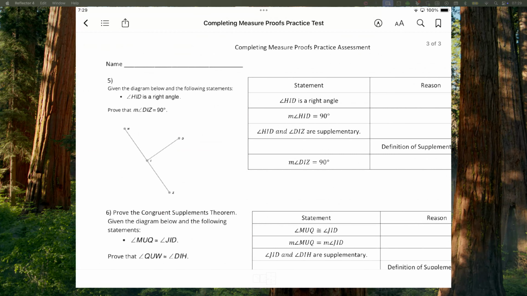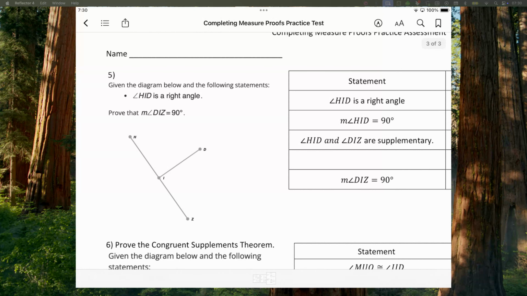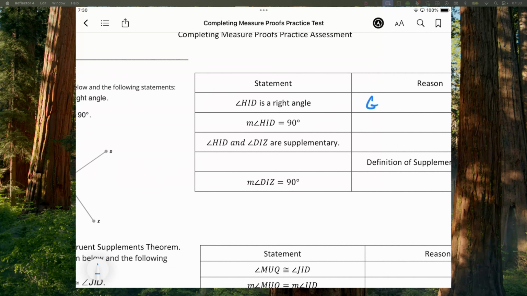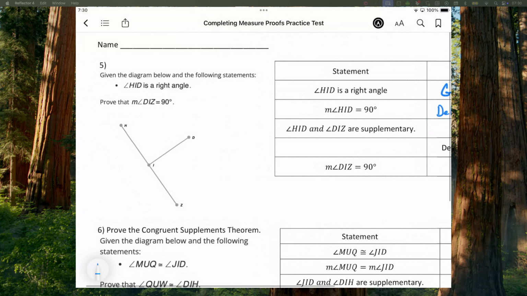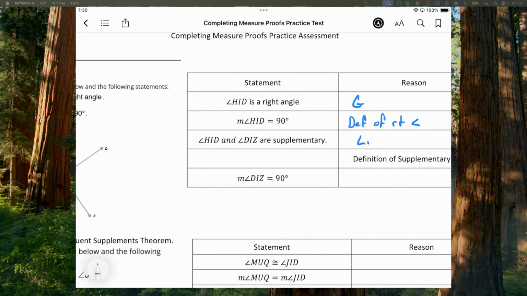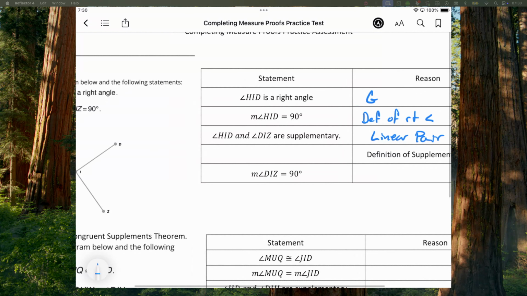That was a little bit complicated. Okay. Let's see, we have HID is a right angle. That is what is given. It is 90 degrees because definition of right angle. We can see that HID and DIZ are supplementary because of linear pair. And therefore their measures sum to be 180 degrees. Measure of angle HID plus measure of angle DIZ is equal to 180 degrees.